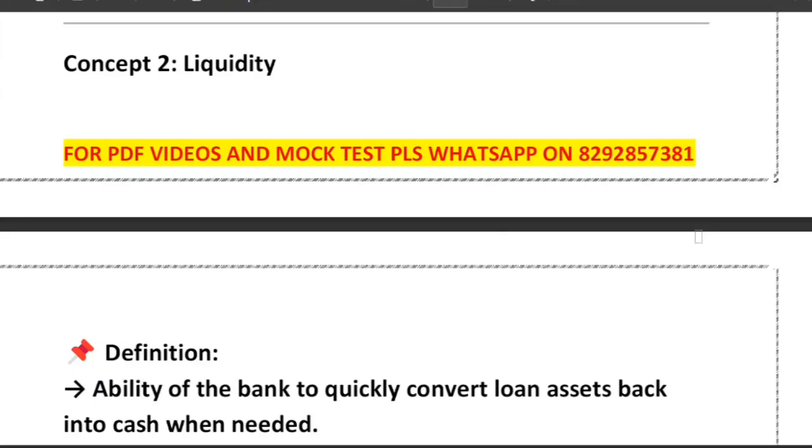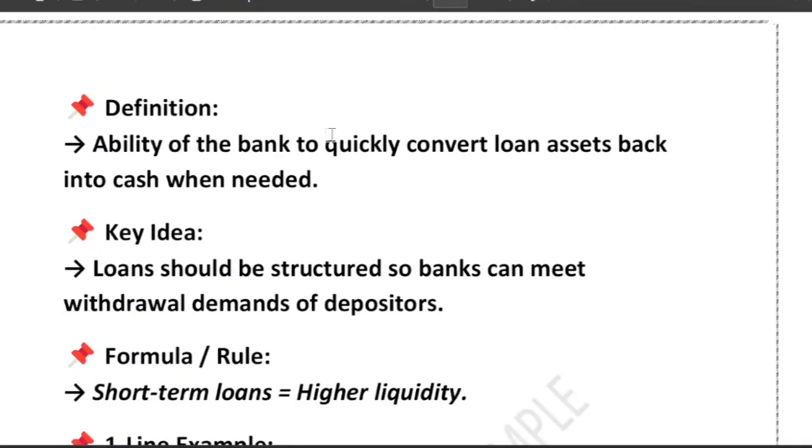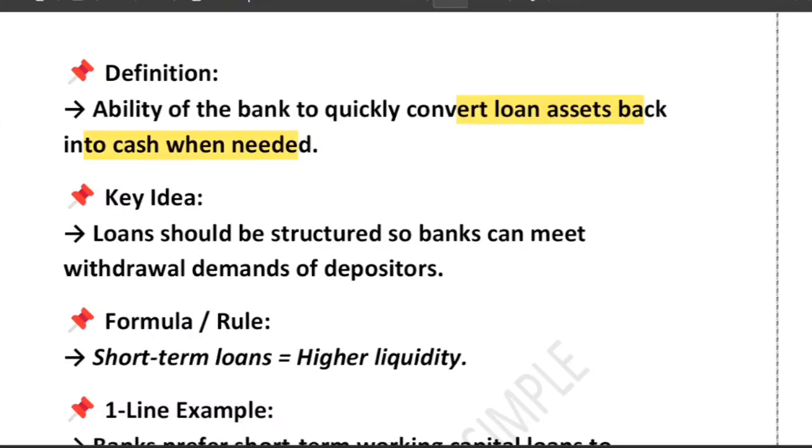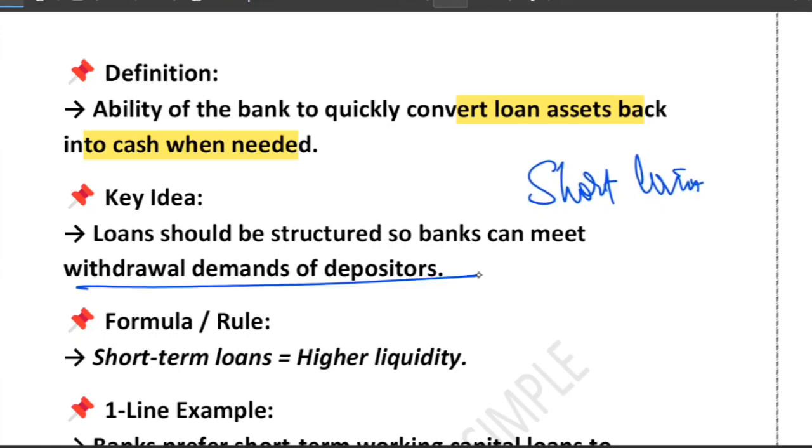Let me explain. Liquidity means the bank should get its money back quickly whenever required. That is the ability to convert a loan asset to cash when required. That's why banks prefer loans that are short term, so that they can meet the withdrawal needs of the depositor at any time. The loan should be structured so that whenever a depositor demands a withdrawal, the bank can easily facilitate that.